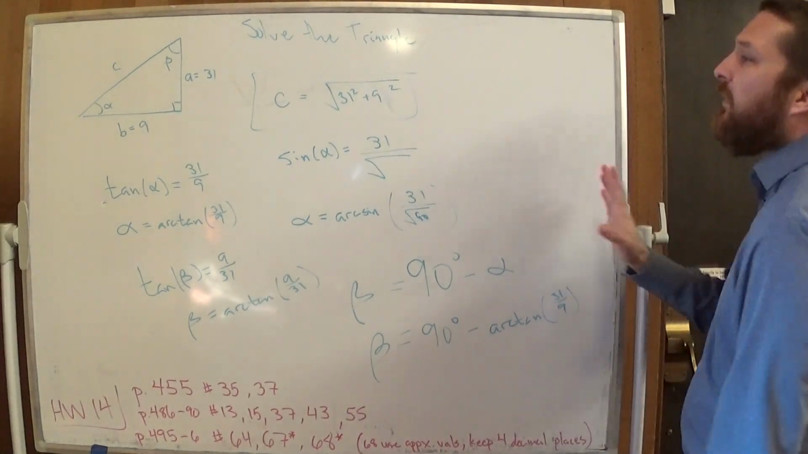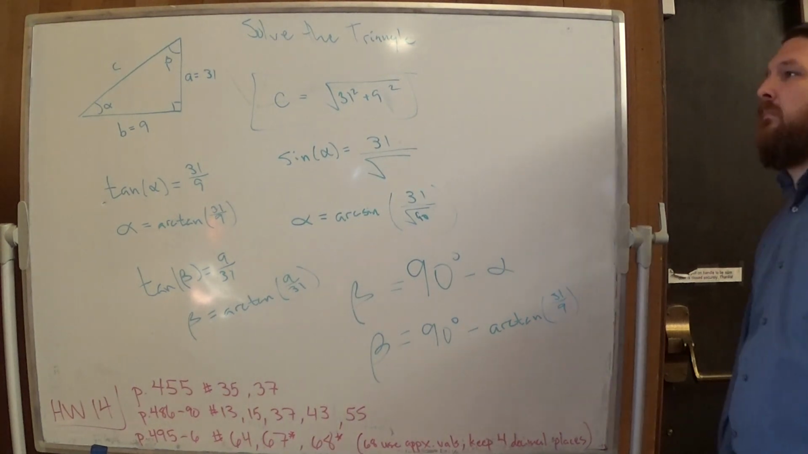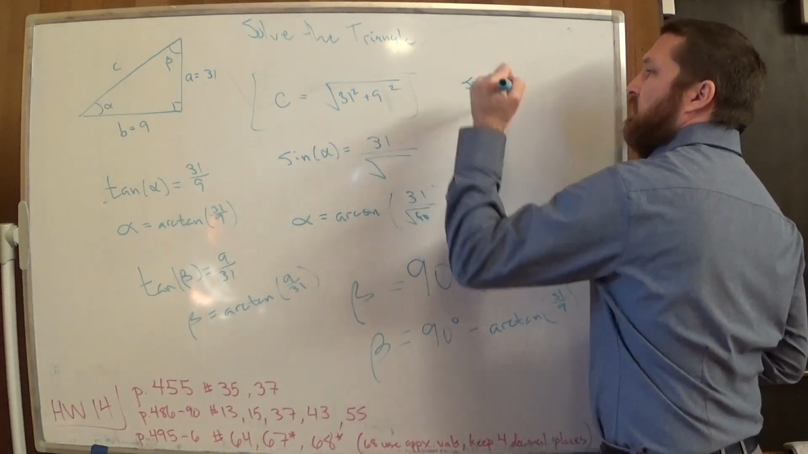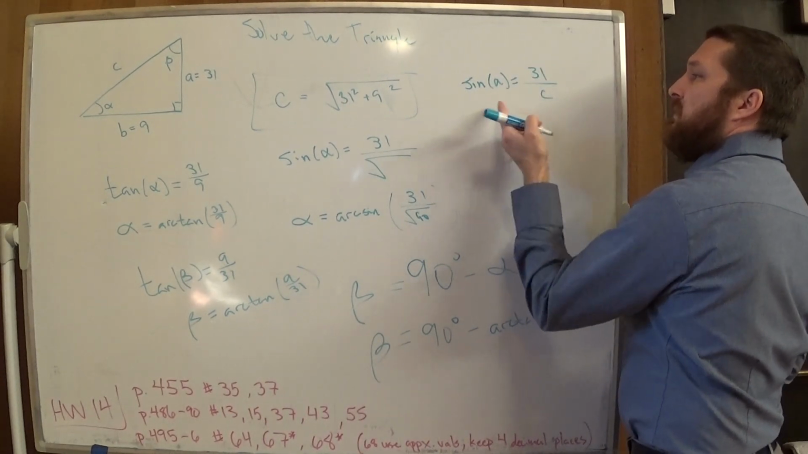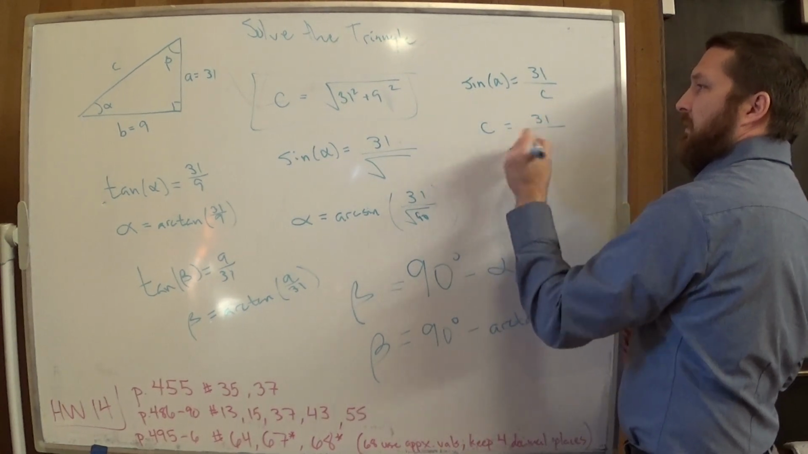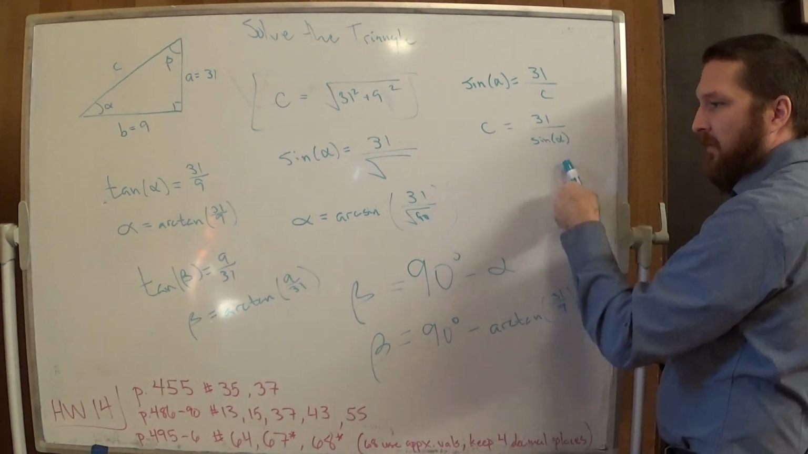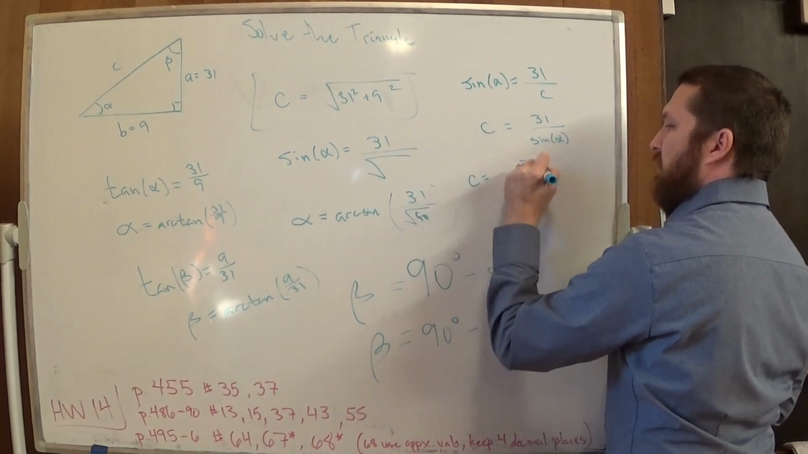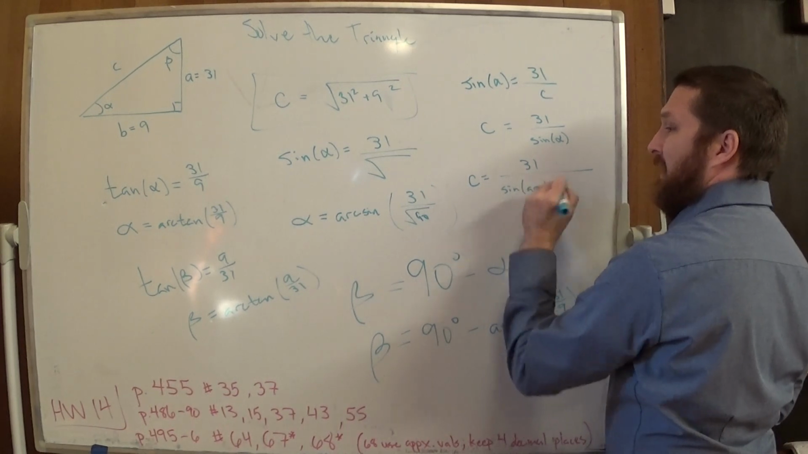How can we get C without using the Pythagorean theorem? Sine of alpha. Sure. There you go. Sine of alpha equals what over what? 31 over C. So the C is the thing we're looking for. Let's get him upstairs, bring that downstairs. Sine of alpha. But alpha we know is, oops, that guy. So we could say then C is equal to 31 over sine of arctan.